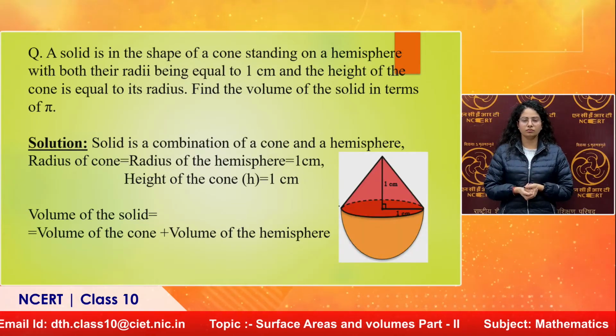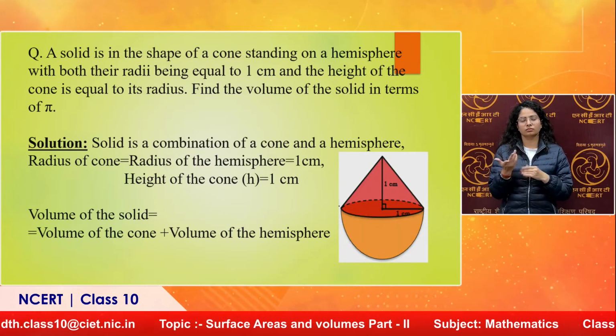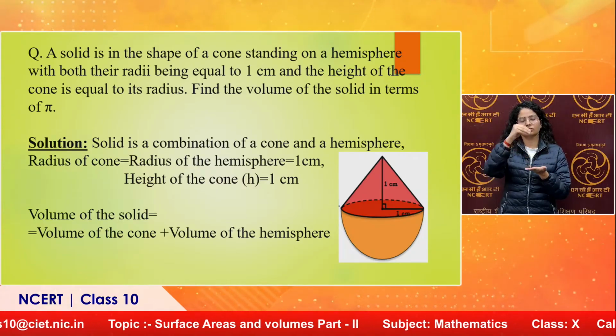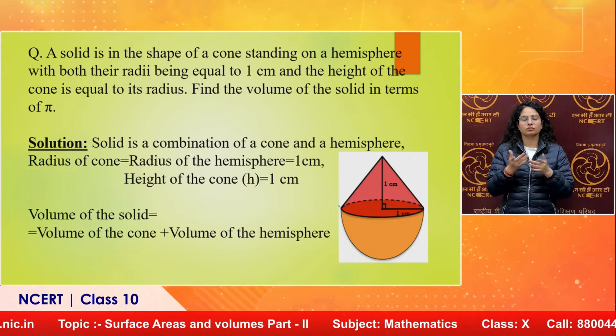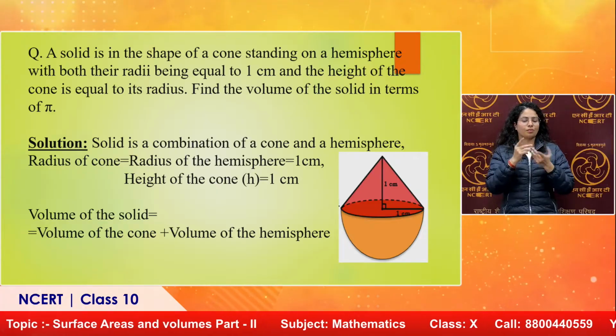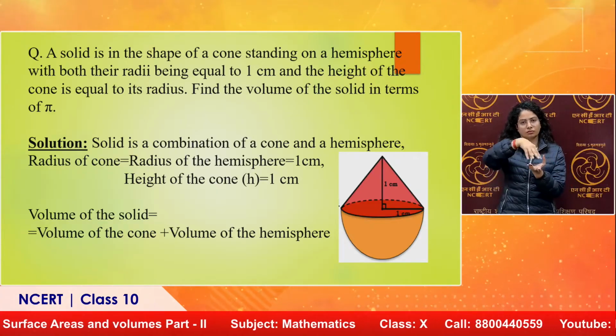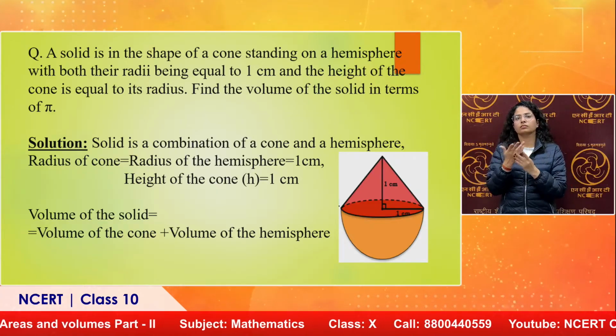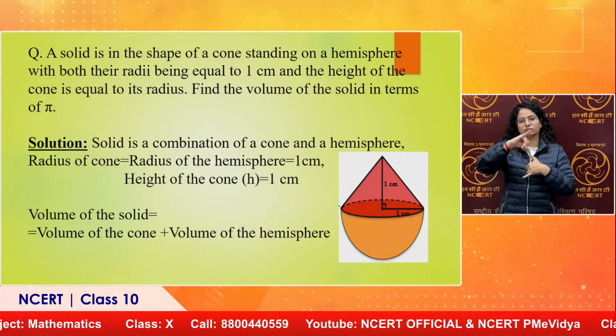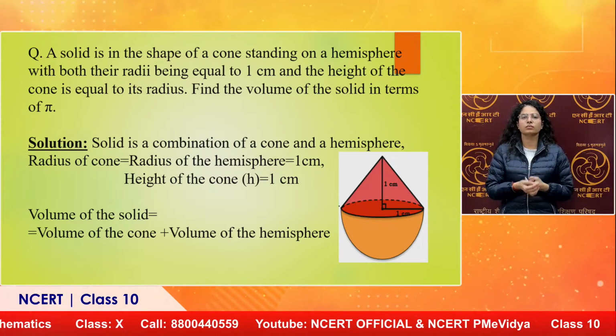So here we begin with the question. A solid is in the shape of a cone standing on a hemisphere with both their radii being equal to 1 centimeter and the height of the cone is equal to its radius. Read the question very carefully, children. We have radius equal to the height of the cone. Find the volume of the solid in terms of pi.